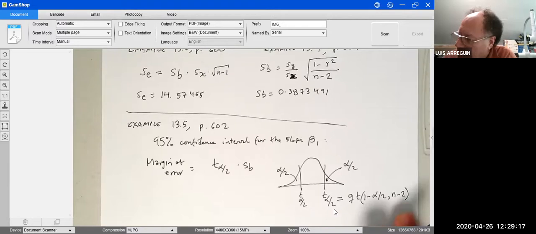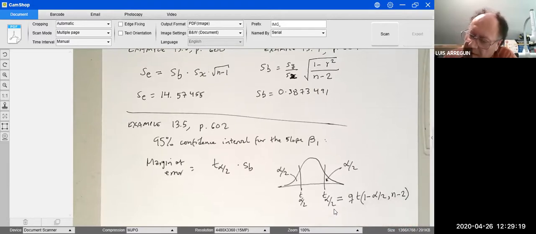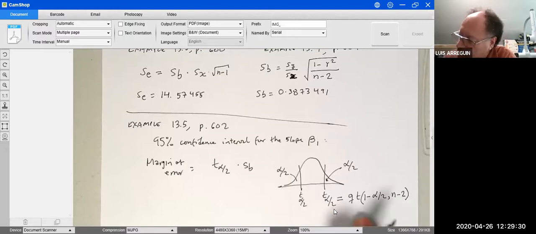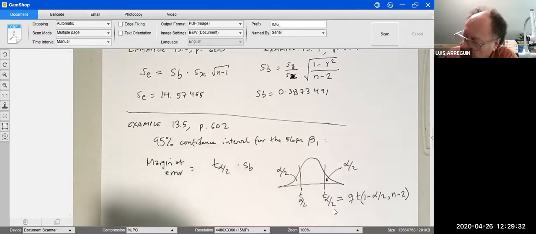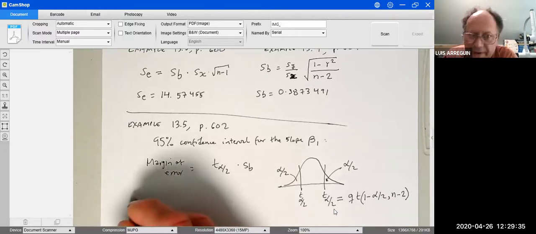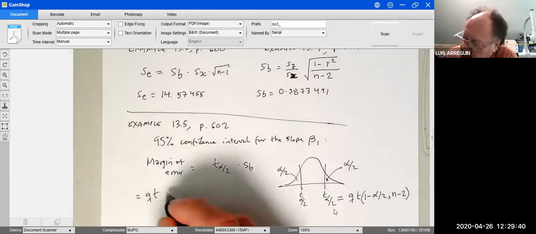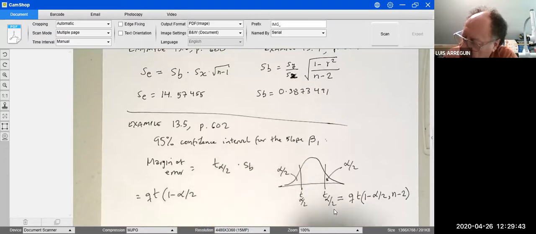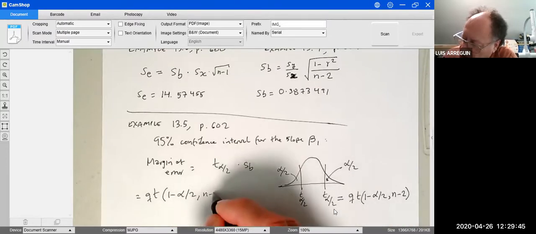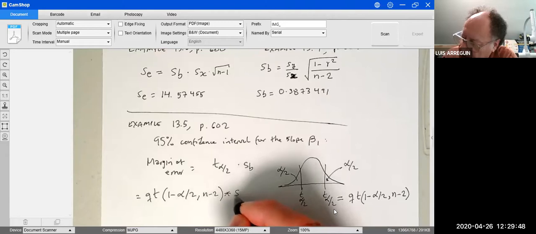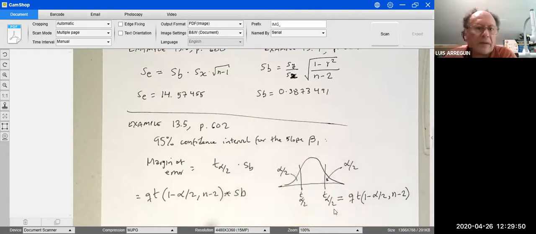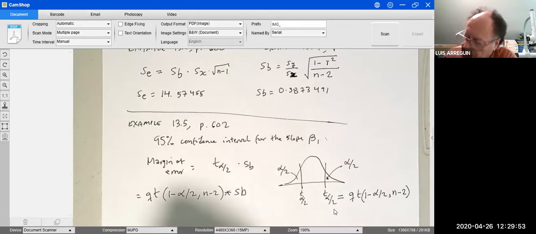What are those two data sets? One is the data set for x, the other data set is for y. Actually, it's just one data set of ordered pairs, but it's like having two data sets, one for x and one for y. So let's find the margin of error. The margin of error is going to be qt of 1 minus alpha over 2, comma, n minus 2, and we're going to multiply this by SB. So let's do this computation.